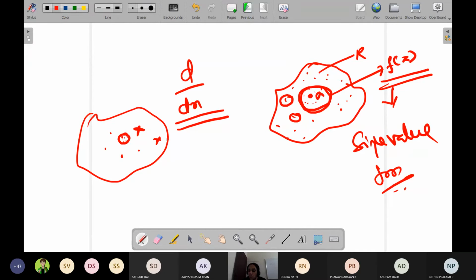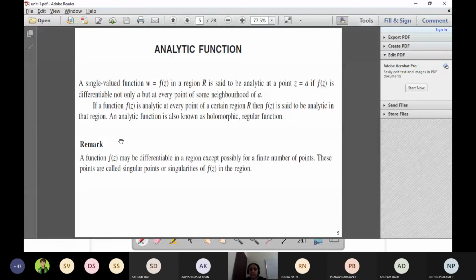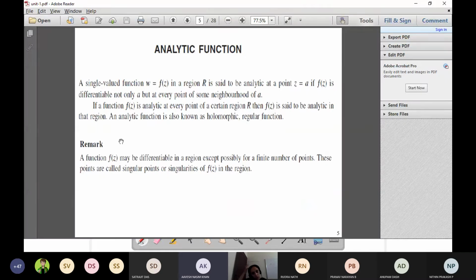The point at which the function is not analytic is called a singular point. Not analytic means it is called a singular point. At the points where the function is differentiable, the function is known as an analytic function. So I hope you have understood the definition of the analytic function. Does anyone have any doubts in this? No, ma'am, no doubts. So you have understood the analytic function.